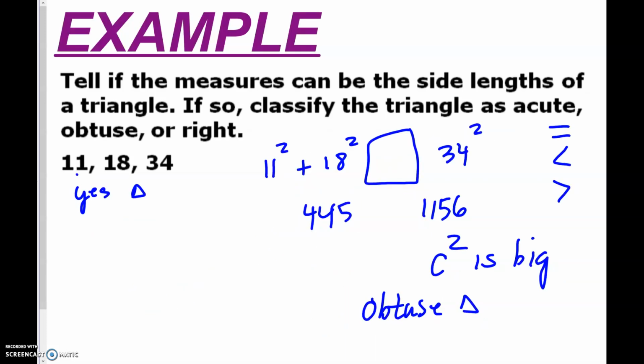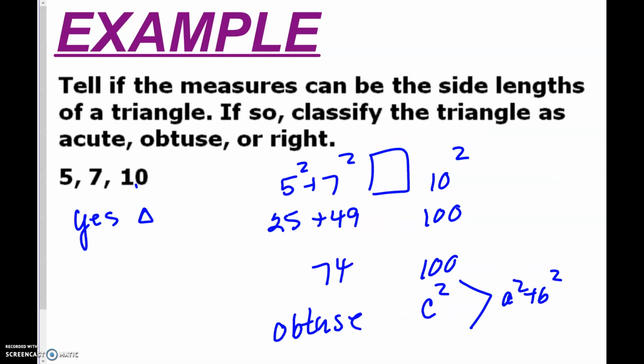All right, that's weird that they were both obtuse. So did I do my math wrong here? 11 squared plus 18 squared is 445, and 34 squared is 1156. So c squared is bigger. So because c squared is bigger, this one is obtuse. So they were both obtuse.